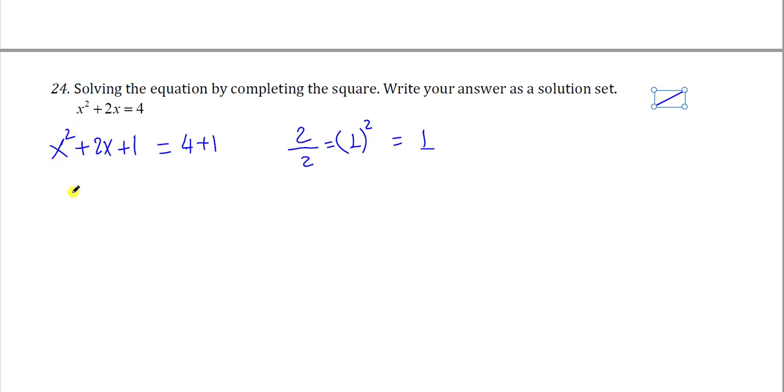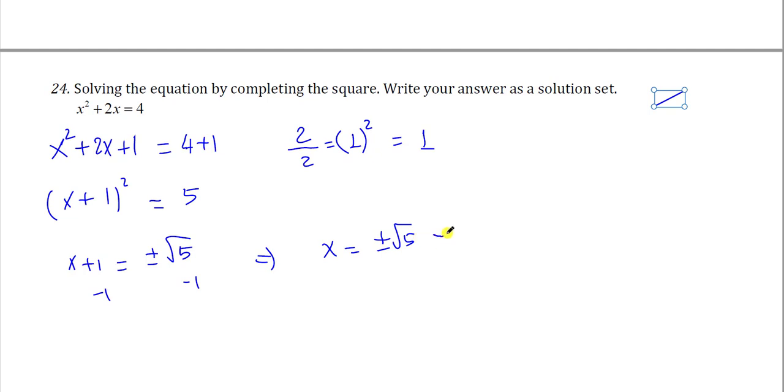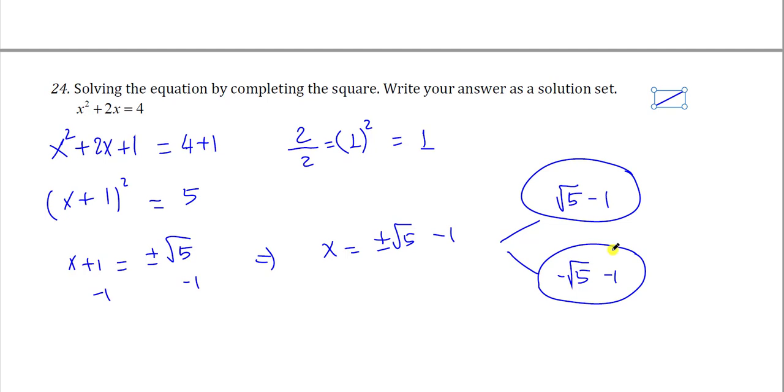This is the perfect square of x plus 1, where the number before we square is 1. So (x plus 1) squared equals 4 plus 1, which is 5. Using the square root property, x plus 1 equals plus or minus the square root of 5. So for x, subtract 1 on both sides, I have x equals plus or minus square root of 5 minus 1. So we have two answers: square root of 5 minus 1, and minus square root of 5 minus 1. So one answer here, one answer here.